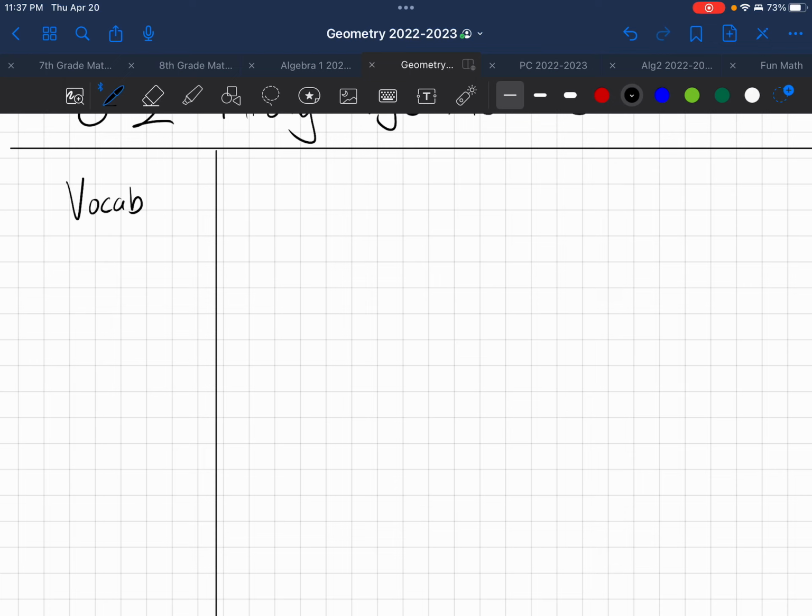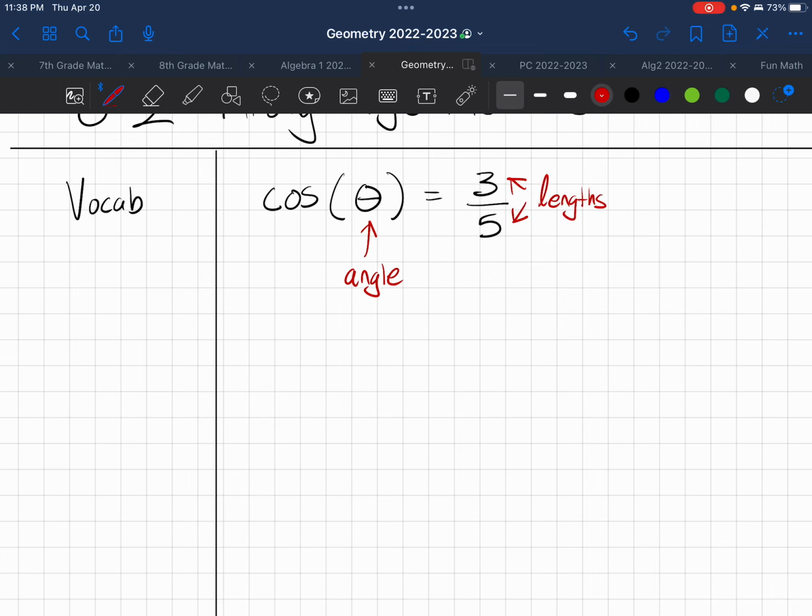some analysis. If I have some sort of trigonometric function, like cosine, and I have something on the inside of that, like theta, and it's equal to a number like, I don't know, 3/5, I just want to remind us that this thing inside of the parentheses, technically it's called the argument, but it's the angle that we're looking at, the angle of reference. And then these lengths 3 and 5 are lengths on the triangle, just to make sure that we're all okay with that notation.